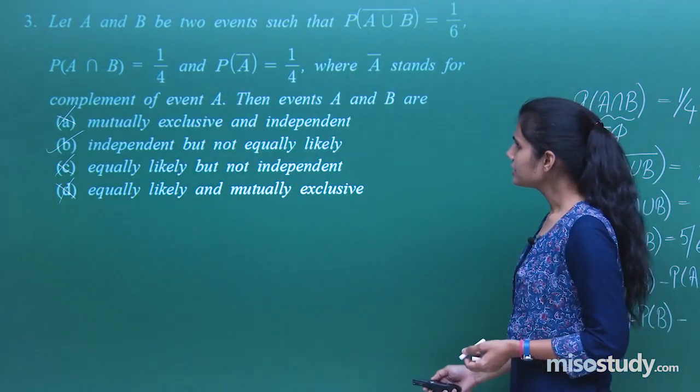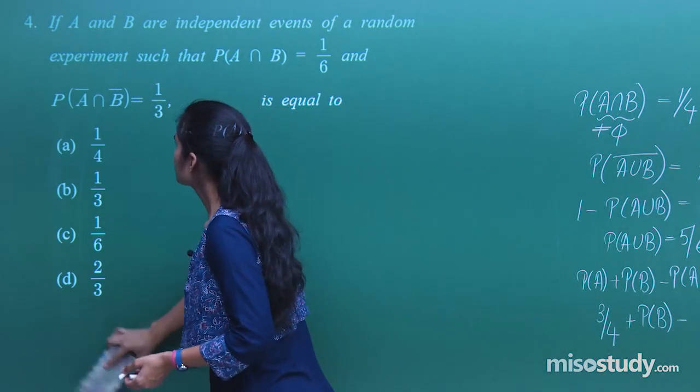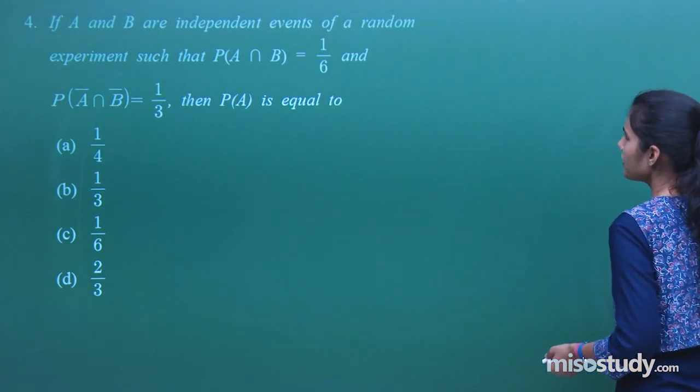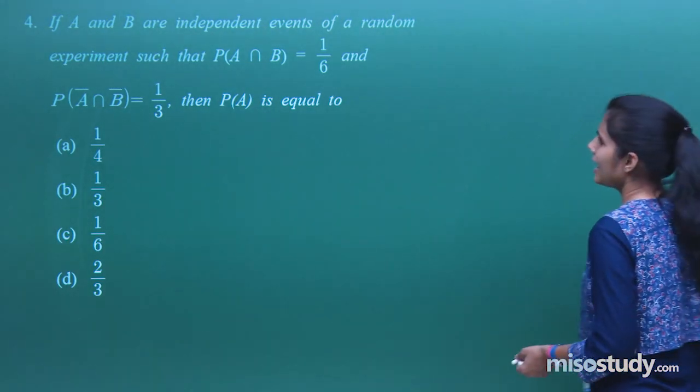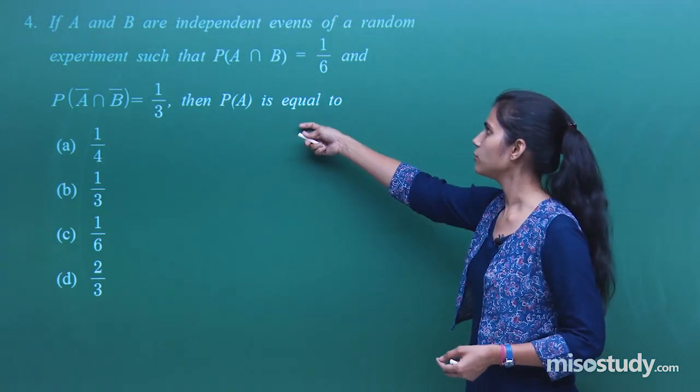What does the next question say? Let's see. If A and B are independent events of a random experiment. So, the question already is giving you that they are independent. Probability of A intersection B is 1 by 6 and A bar intersection B bar's probability is 1 by 3. Then probability of A is equal to what?